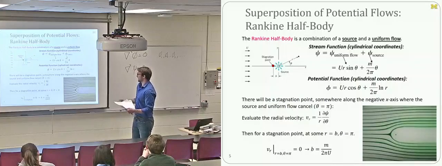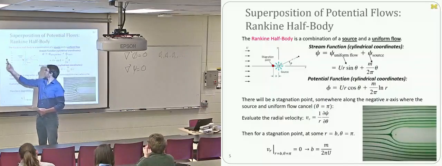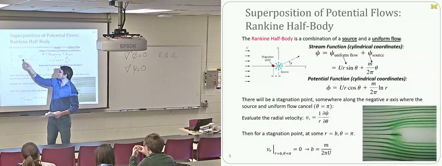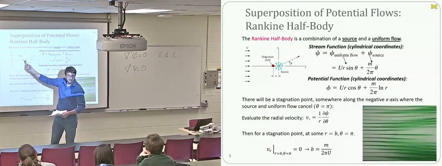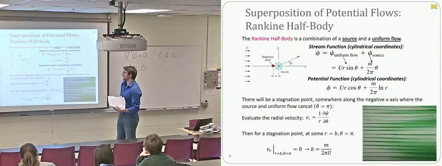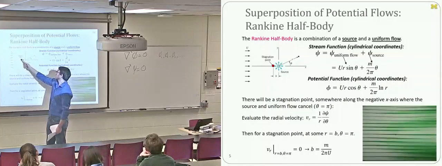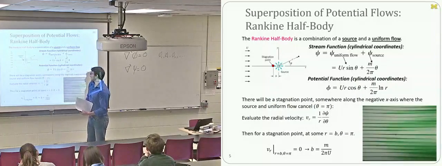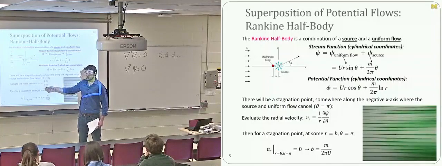So first thing we're going to do is try to figure out where this stagnation point occurs. If we've got a uniform flow coming in and we have a source here, then it makes sense to imagine that somewhere between negative infinity and the point of the source, there's going to be a location where the flows stagnate against one another. So in order to find the stagnation point, we expect that this is going to happen along the negative x-axis, or an angular position of pi, and we're going to solve for the value of r that results in a radial velocity equal to zero.